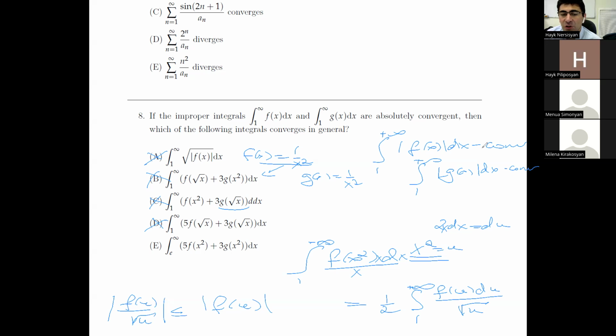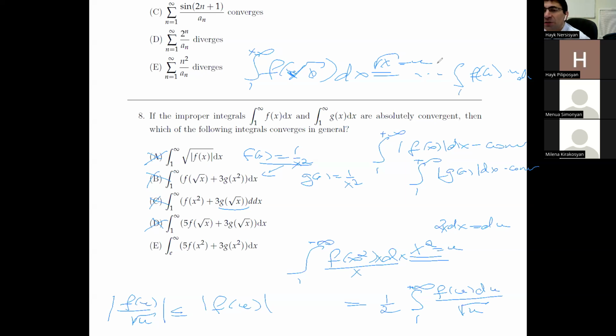Same with g also, g(x squared). So f(root of x) is not convergent, f(x squared) is convergent. And why is f(root of x) not? Can we do a substitution for this one? Maybe similarly we can get convergence. If we try this substitution, root of x equals u, and perform it, we will get f(u) times u du, not divided. So it is bigger than the f(u) function. Multiply and divide by root of x, and we will get some constant times this.